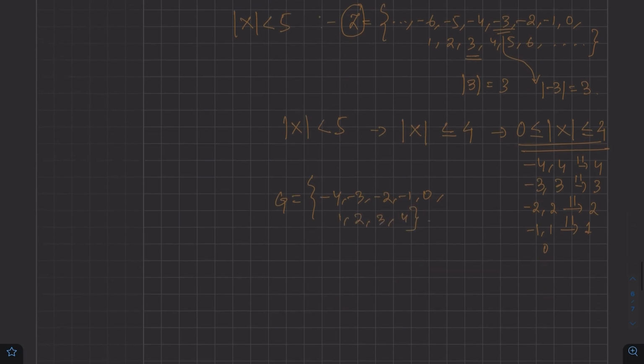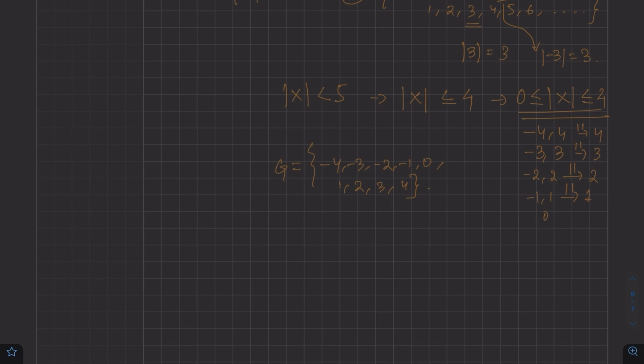The absolute value of that particular x should be less than or equal to 4 and greater than or equal to 0. So let's take a look at the integer set to figure out which numbers these are. Take a look, then -4 and 4 both will have the absolute value 4, -3 and 3 will both have the absolute value 3, -2 and 2 will both have the absolute value 2, -1 and 1 will have the absolute value 1, and 0 will stay as it is.